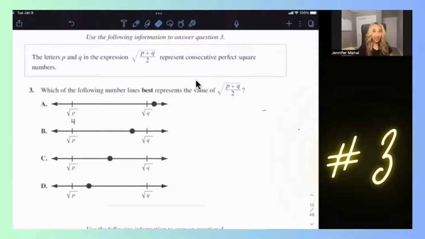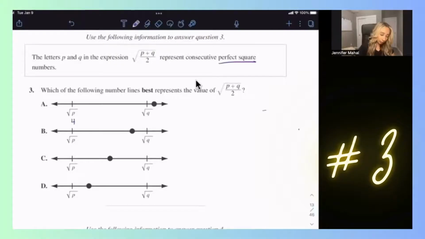Okay, so let's take a look at the next one, question number 3. A question like this looks a lot more daunting than it actually is. A couple of things we have to notice. They gave us the letters P and Q, and all we know is they represent perfect squares that are consecutive. Consecutive means they're numbers that follow one another. For example, 1, 2 are consecutive numbers, 3, 4 are consecutive numbers. The only thing is we need to look at their perfect square.